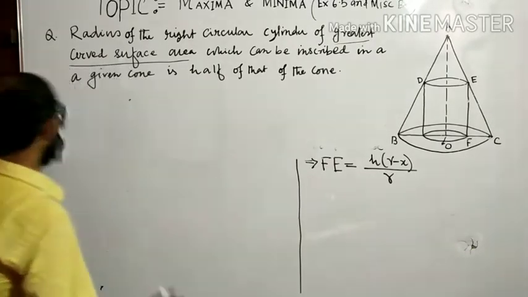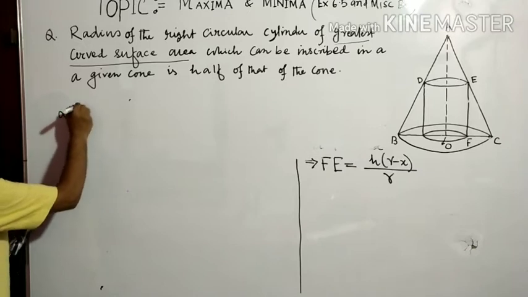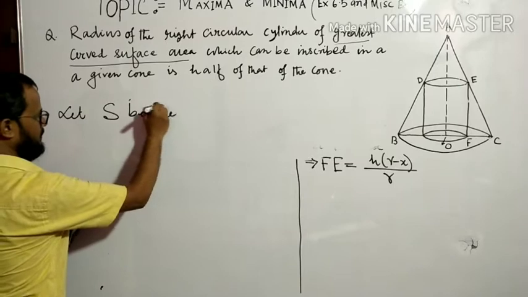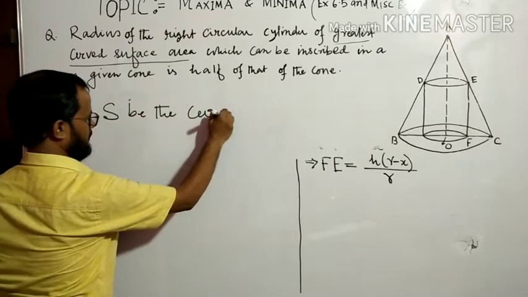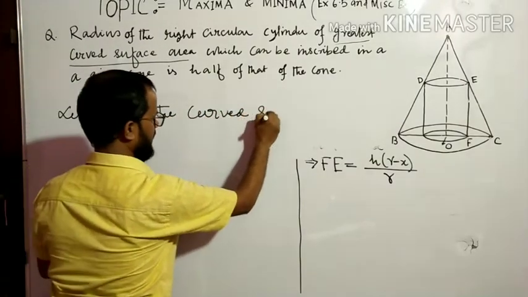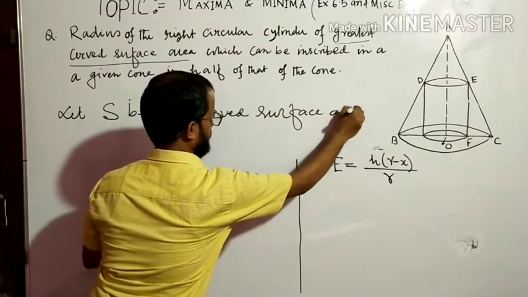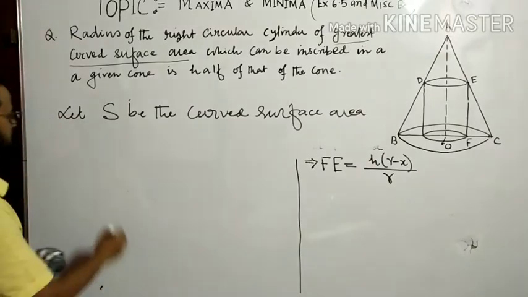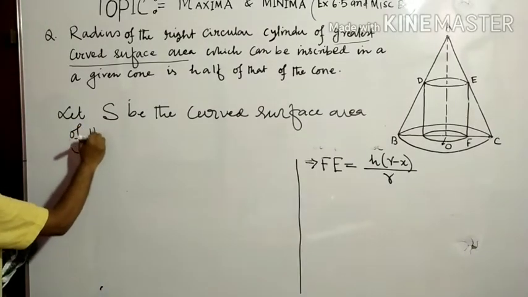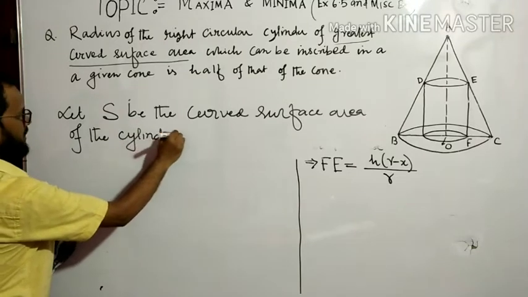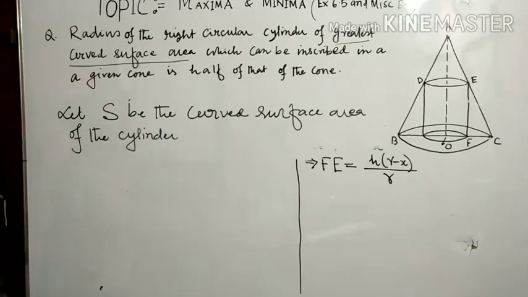Now, suppose that S be the curved surface area of the cylinder. Suppose that this is the curved surface area of the cylinder.